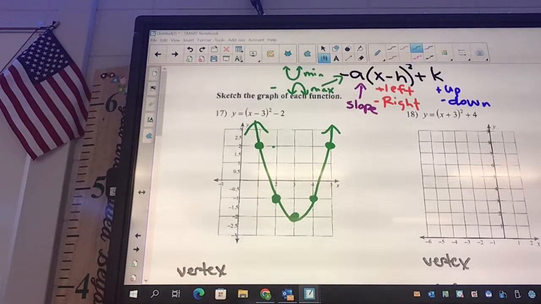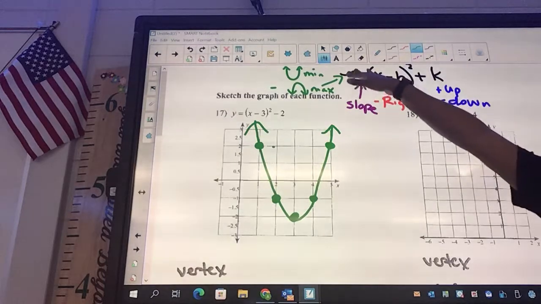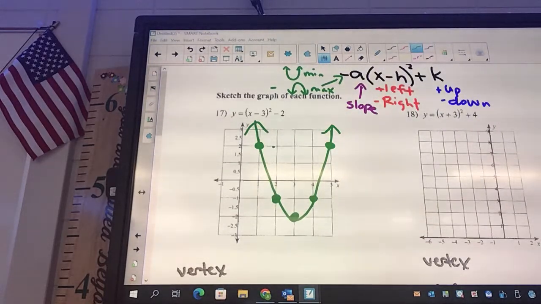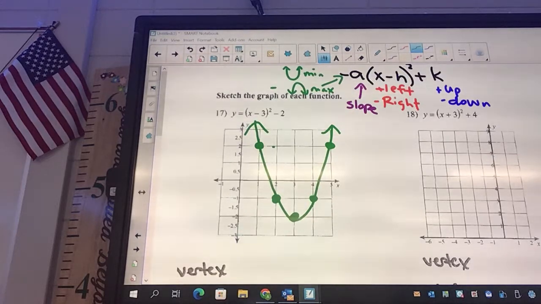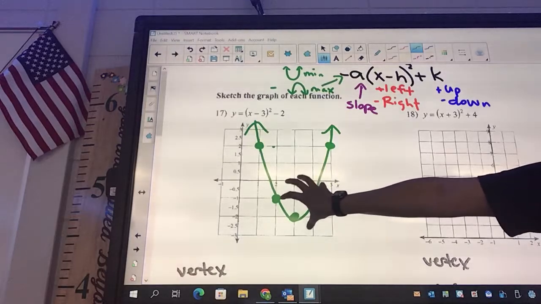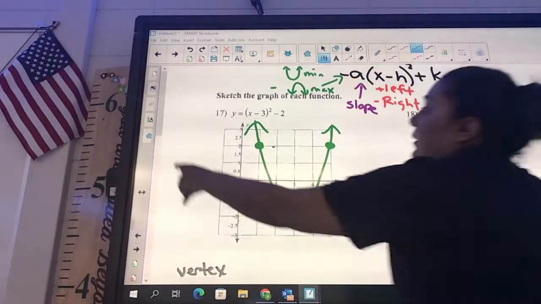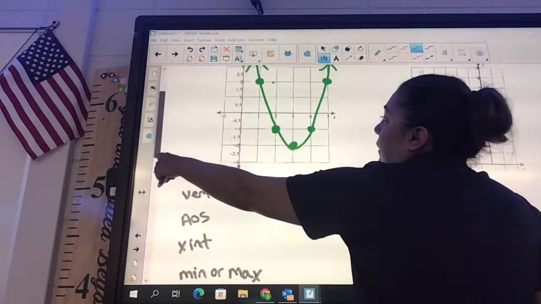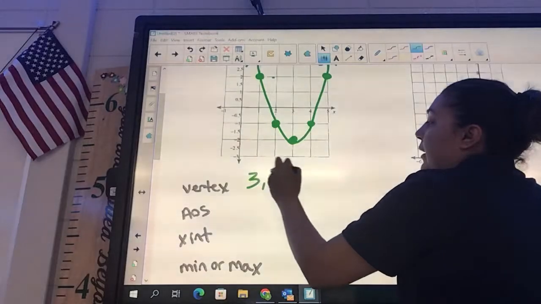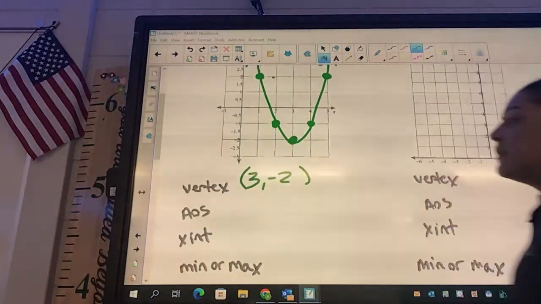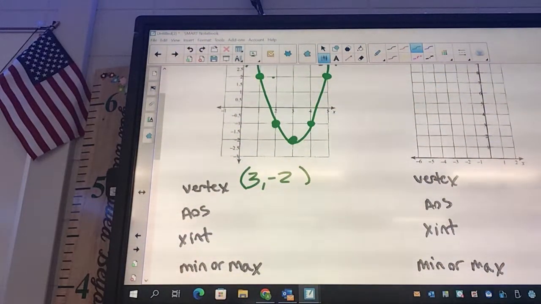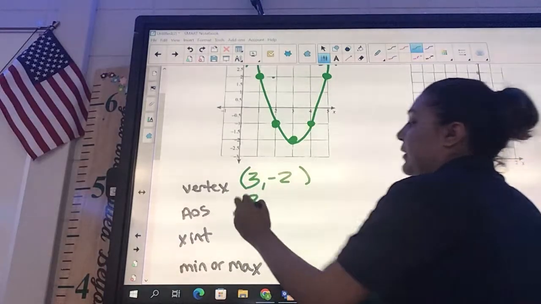Okay, if there's a number up front, aka the slope, you only graph how many points? 3, okay? The vertex and then the top, like these two, okay? If there's not a number up front, we graph all 5 points, okay? What is the vertex? 3, -2. Axis of symmetry. 3.